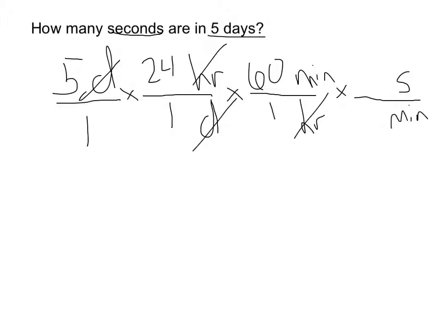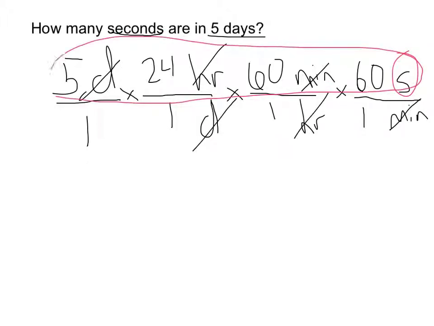Now, we know that there are 60 seconds in a minute. So we can cancel out minutes there. And now we've got seconds as our only unit left, like we wanted. So we can multiply the entire top together, because that's what you do when you multiply fractions. So this is something you'll probably need a calculator for.